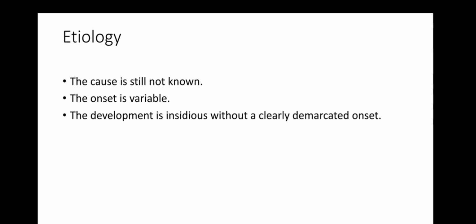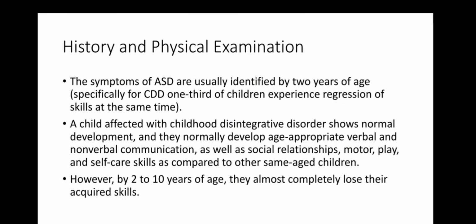There is one subtype of ASD which you mentioned earlier, childhood disintegrative disorder. We are going to discuss more about this in the upcoming slides. History and physical examination. The symptoms of ASD are usually identified by 2 years of age, especially for childhood disintegrative disorder. 1/3 of children experience regression of skills at the same time, and children with childhood disintegrative disorder generally have the worst outcome among individuals with autism spectrum disorder.